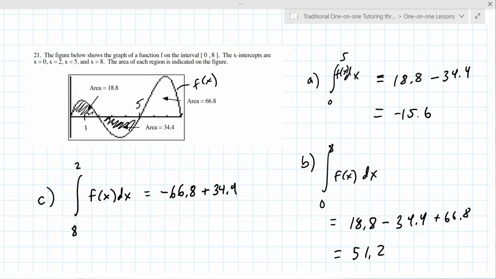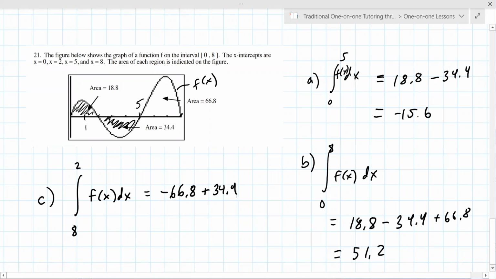Wait, so why is it backwards again? Can you say that one more time? Well, when the order of integration is reversed, you switch the thinking. Oh, okay. So if this were 2 to 8, it would be positive 6.